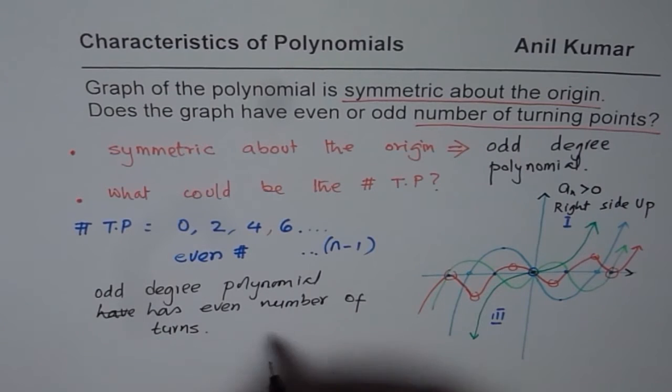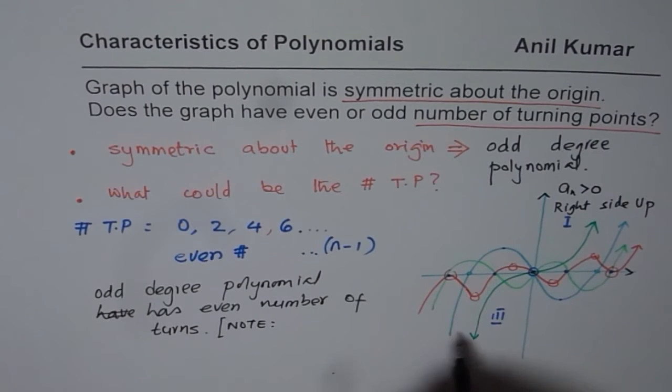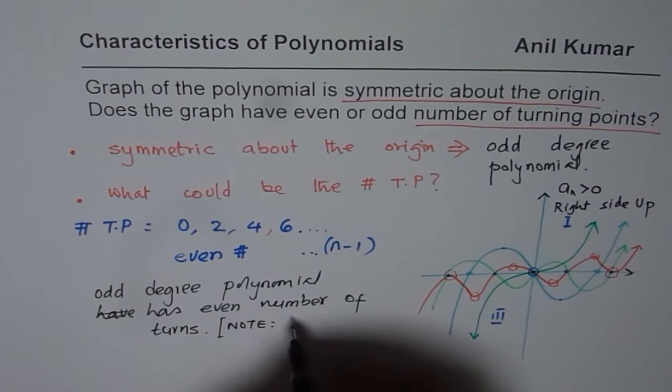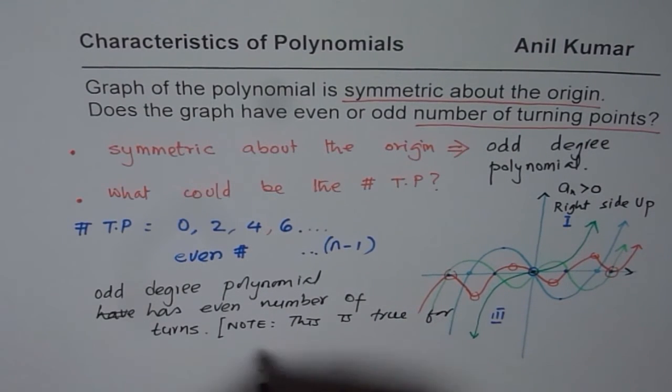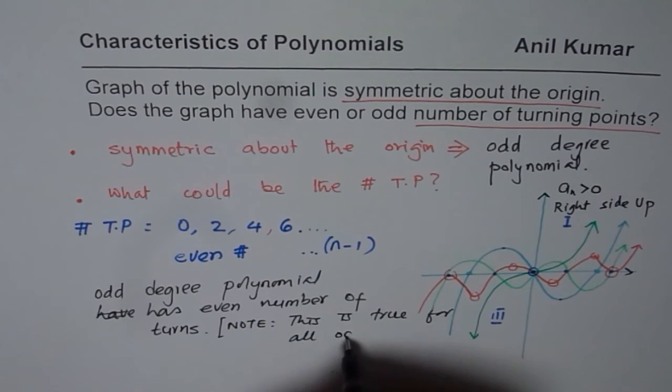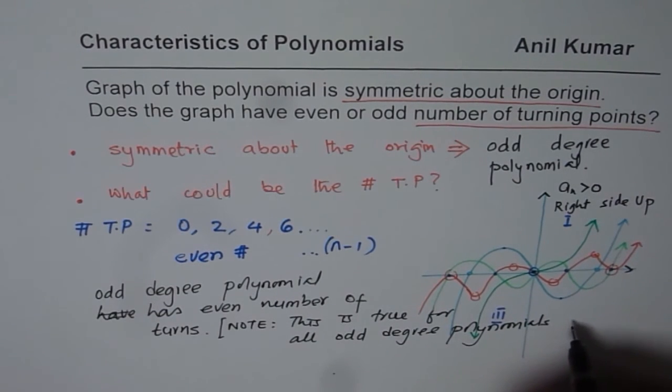Now that is true even for the polynomials which may not be having odd symmetry, right? So you'll note, let me write down here, which we'll explore in another video. We'll note that this is true for all odd degree polynomials. They may or may not be odd symmetric. Do you understand? That is what I mean to say here.